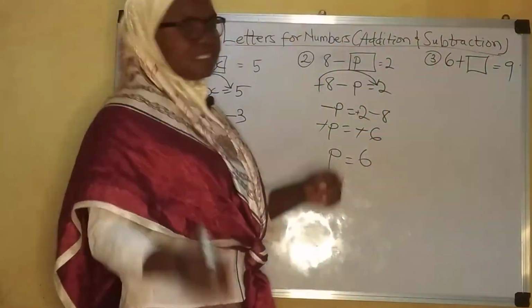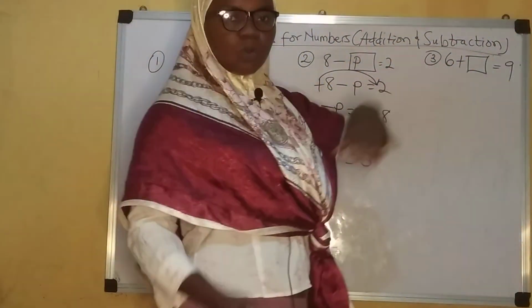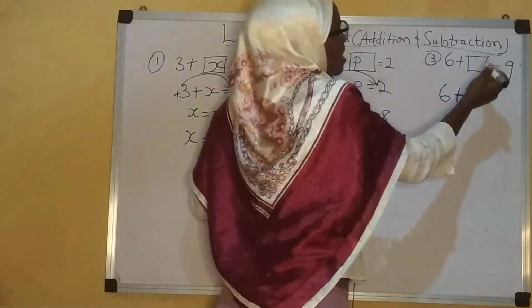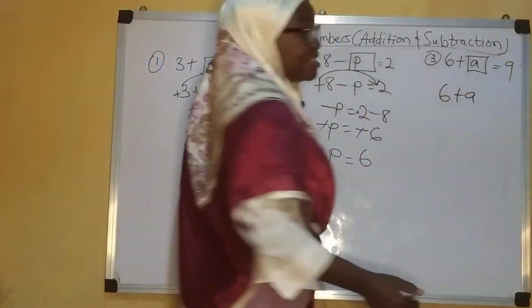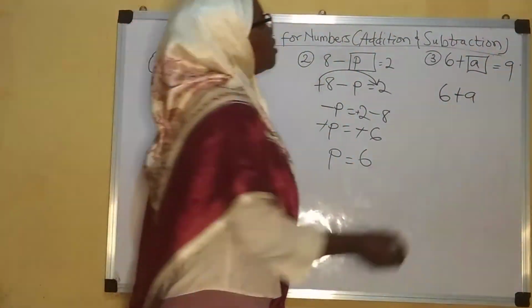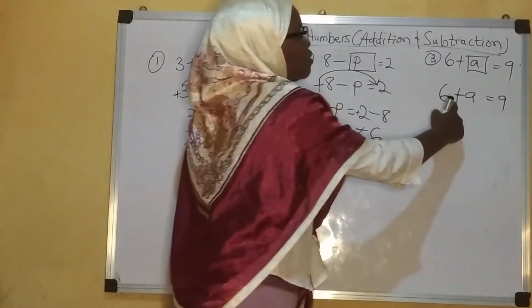All right. Now let's take this third example also. I have 6 plus dash equals to what? 9. 6 plus, let me see, I can say this one is a. Do you understand? 6 plus a. There's actually no rule for using any particular letter. Just choose the one you're comfortable with, like I said earlier on. 6 plus a equals to what? 9. Do you get? Now this is what I'm looking for.